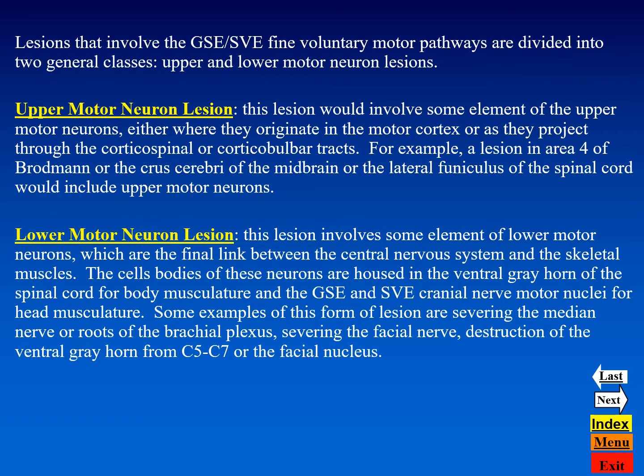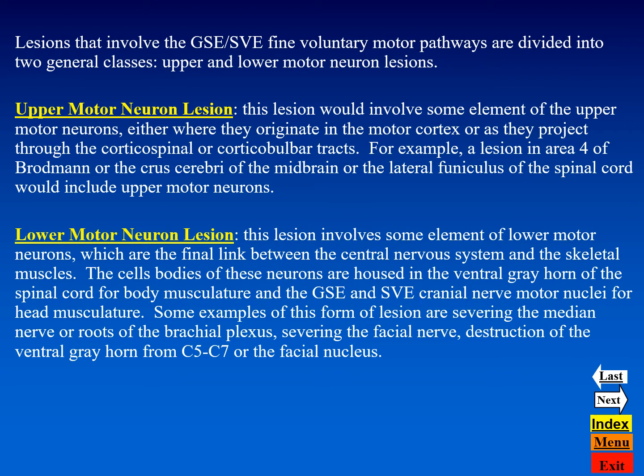So examining the voluntary motor pathway lesions, there are 2 classifications of lesions, upper motor neuron and lower motor neuron. The upper motor neuron lesion would involve any part of those neurons that originate in the precentral gyrus or the fiber tracts that are formed from that, such as the corticospinal, corticobulbar tracts, or the lateral corticospinal tract. They all are parts of the upper motor neurons.